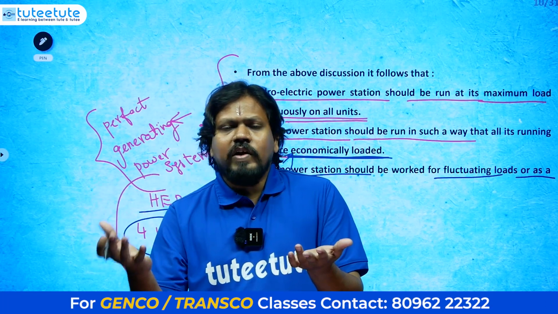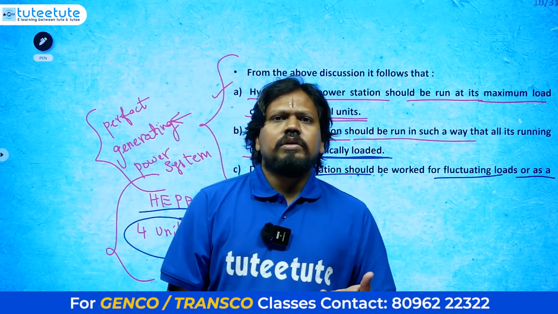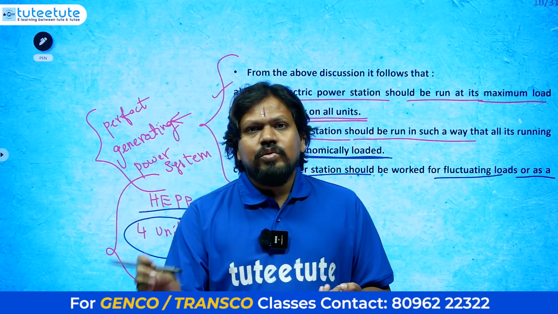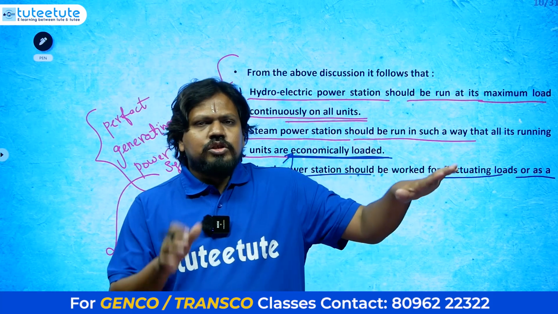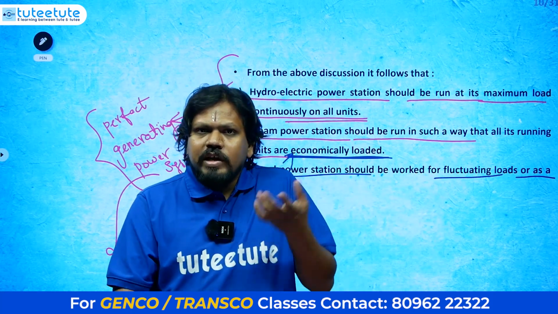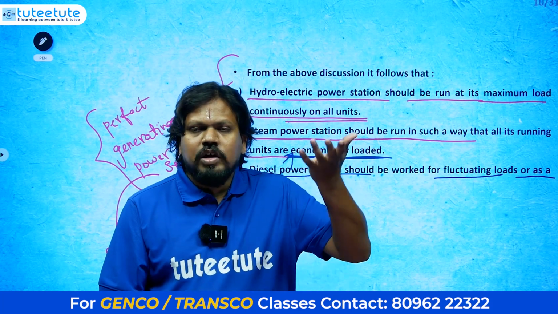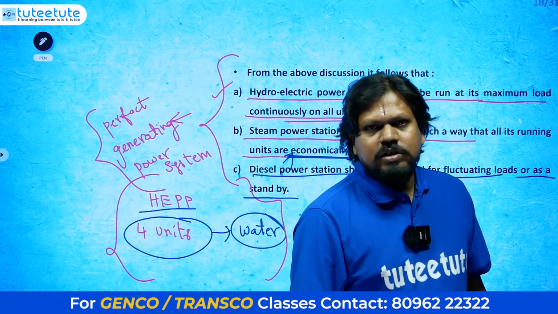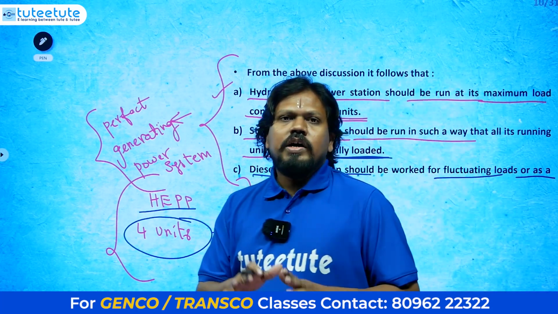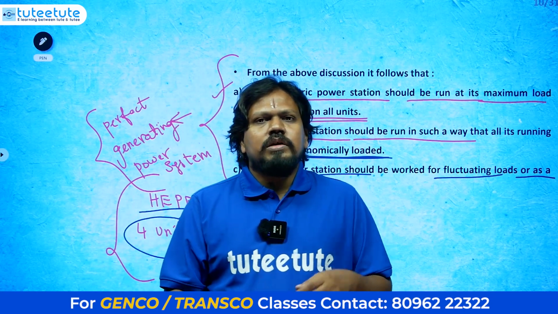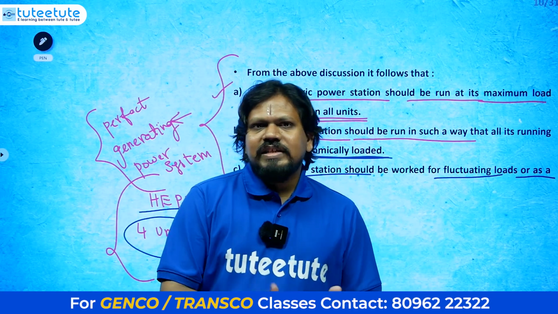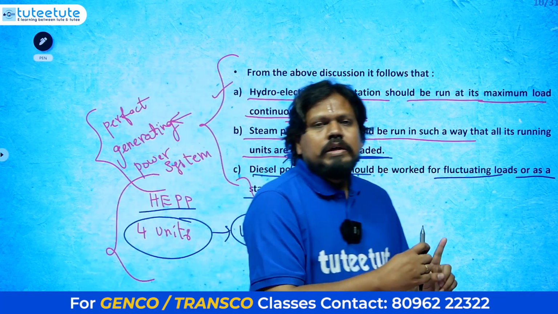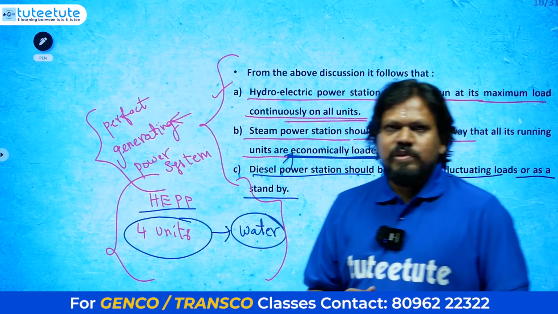And what will the diesel power plant be doing? The diesel or gas power plant will work as a standby unit. Standby unit means these two are giving the generation, and whenever peak loads come, or whenever the load changes, that is the time you operate the gas or diesel power station. This is the perfect example of an entire power system network. Then there will not be any delay in generation and smooth operation will happen, so that's why we chose these three power plants for our explanation.